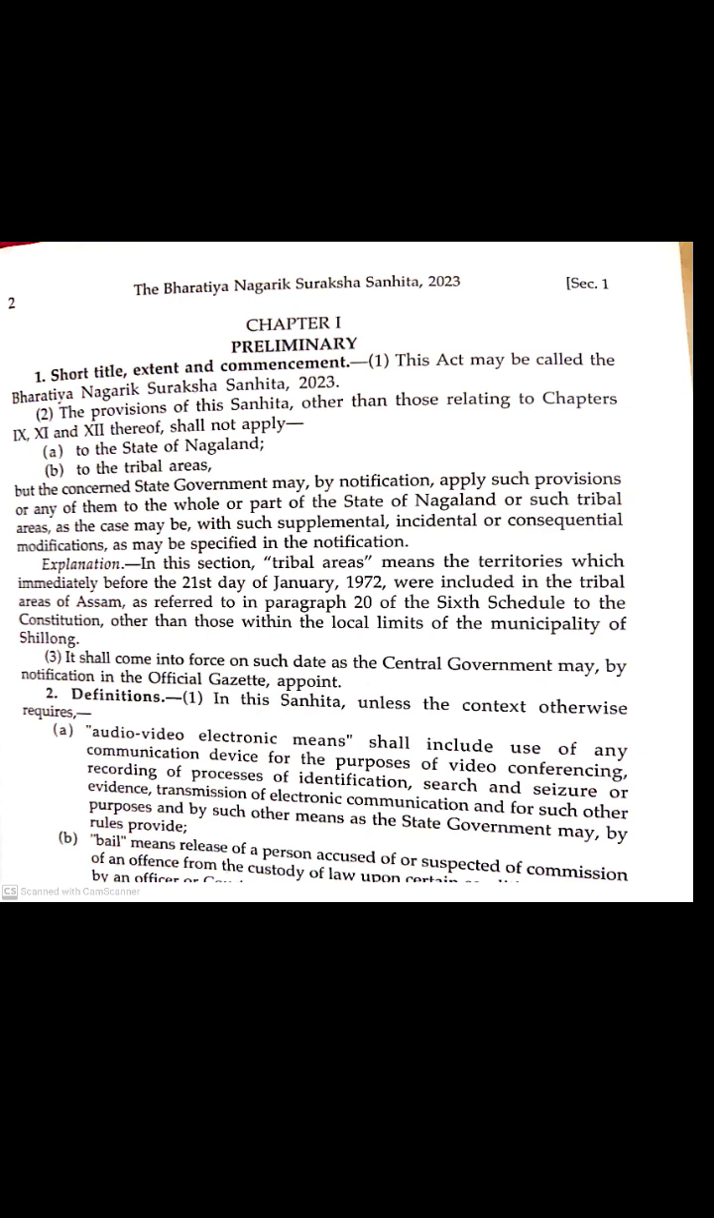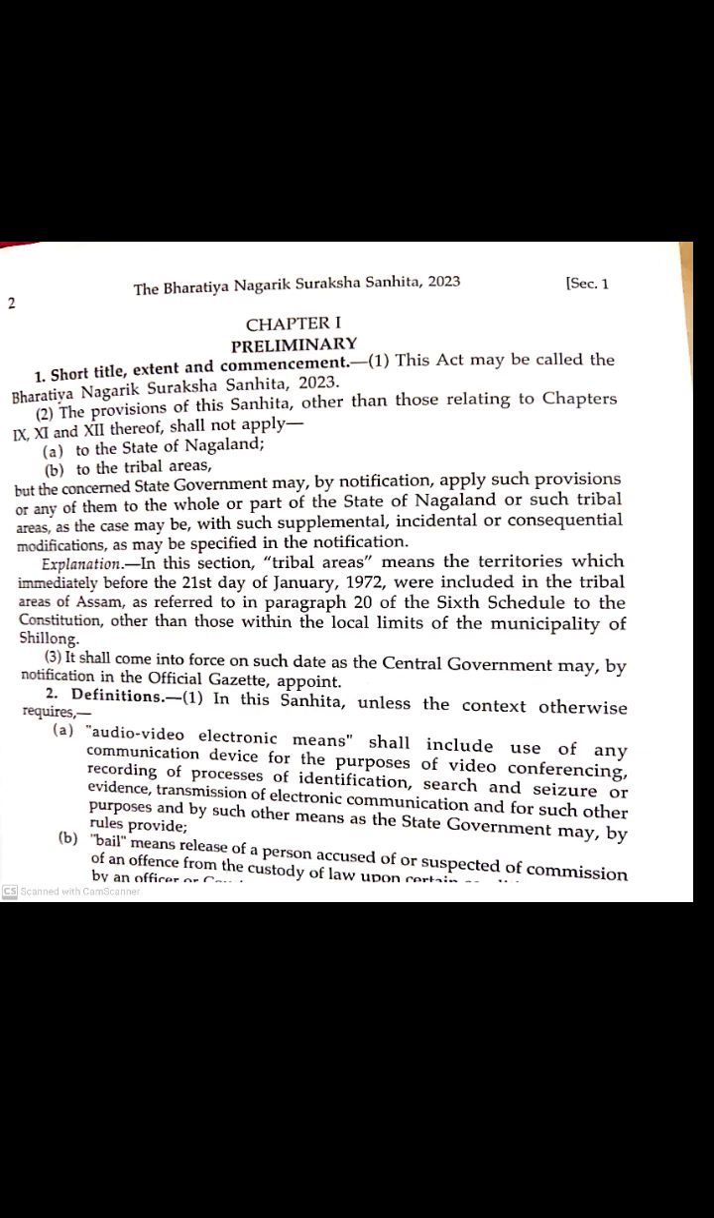1. Short title. What is the name of the law? 2. Extent. Where does this law apply? Which places? 3. Commencement. When will this law start working? Section 1(1). This Act may be called the Bharatiya Nagarik Suraksha Sanhita 2023.